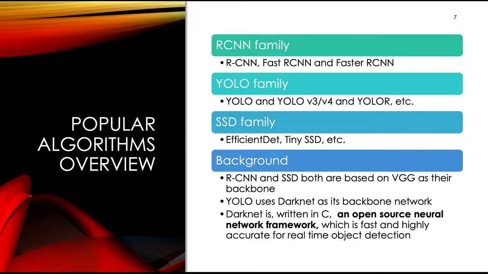In the following, I'm going to give a quick overview of these popular object detection algorithms, which include the RCNN family, YOLO family, and SSD family. First of all, just a bit of background information. RCNN and SSD are both based on VGG as their backbone component, whereas YOLO uses Darknet as its backbone network. Darknet is actually written in C, which is an open source neural network framework, which is fast and highly accurate for real-time object detection.